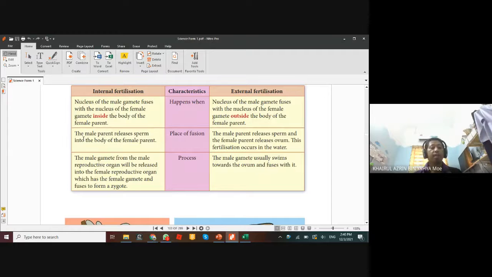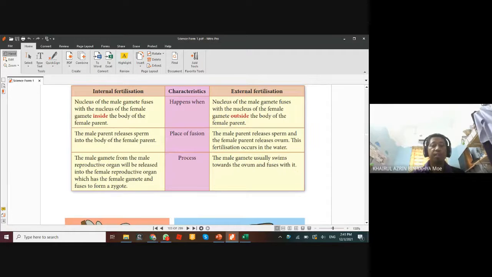Okay, and then here, the difference: in internal fertilization, the male parent releases sperm into the body of the female parent, while for external, the male parent releases sperm and the female parent releases ovum. This fertilization occurs in the water. The male gamete from the male reproductive organ will be released into the female reproductive organ, which has the female gamete, and fuses to form a zygote. While for external, the male gamete usually swims towards the ovum and fuses with it.